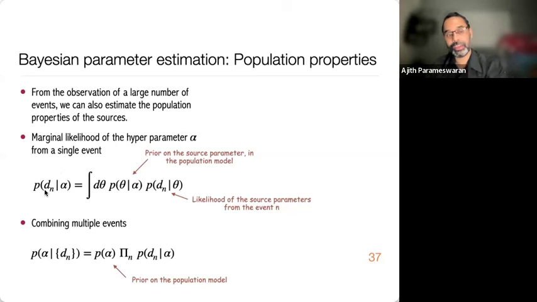So you're asking, given the data dn, given the nth event, what is the marginal likelihood of this hyperparameter, which is describing the model of the population of binary black holes? And then you have multiple events. You can combine these marginal likelihoods from n different events. And you can ask, given the set of events, which describe the data of the nth event, what is the distribution of parameters that describe the population properties of binary black holes?